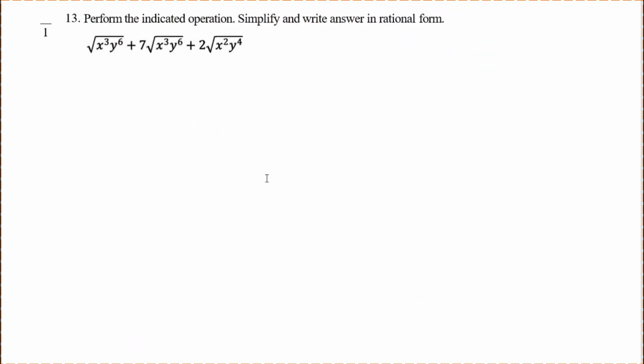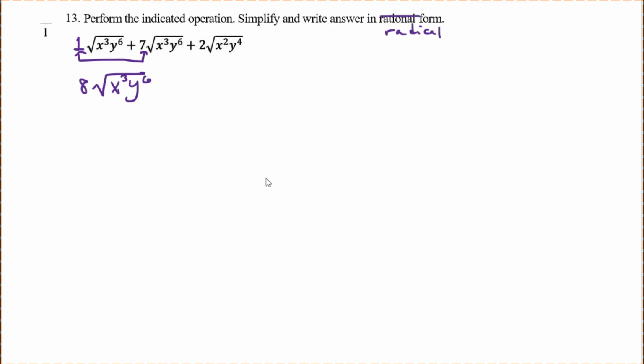All right, perform the indicated operation, simplify and write the answer in radical form. This should say radical form, not rational form. Notice that we have an invisible 1 here. So we have 1 of these and we have 7 of these. So we can combine these only because they're like terms. So we have a total of 8 of those.